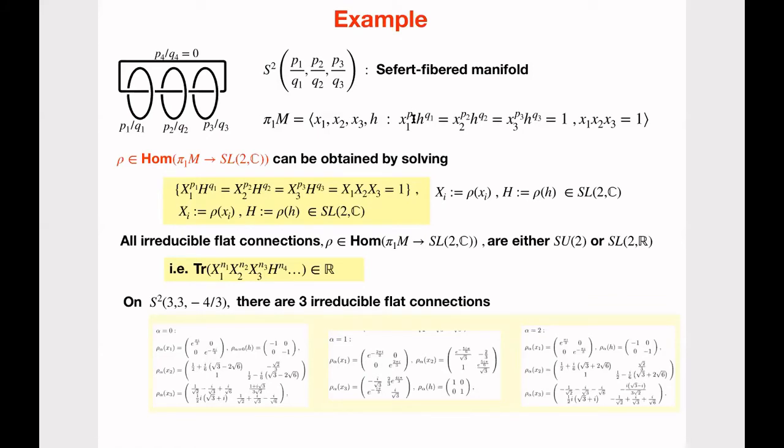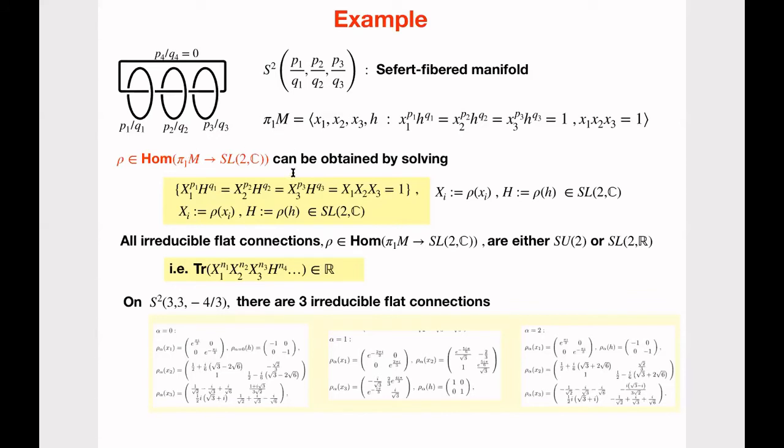Do you need to assume H is central, which is H commutes with X_i? So I forgot to write down that H should be central, and this is by this relation.